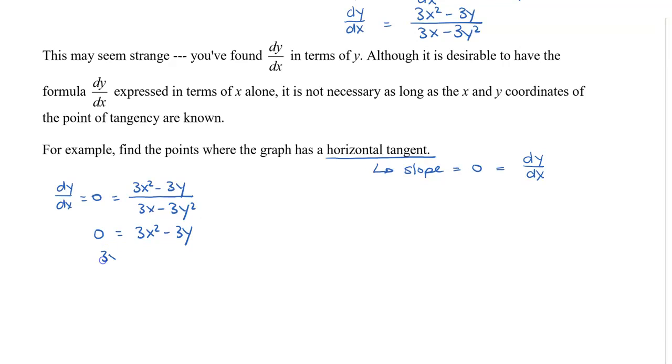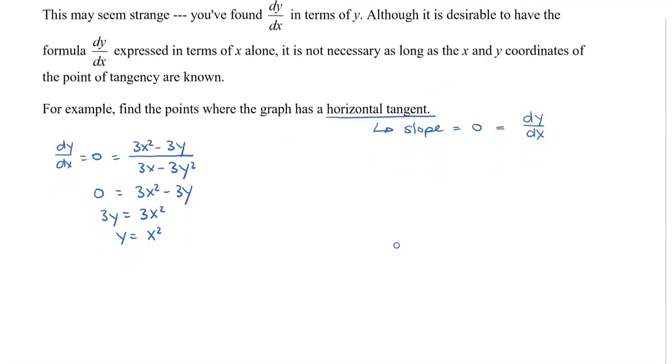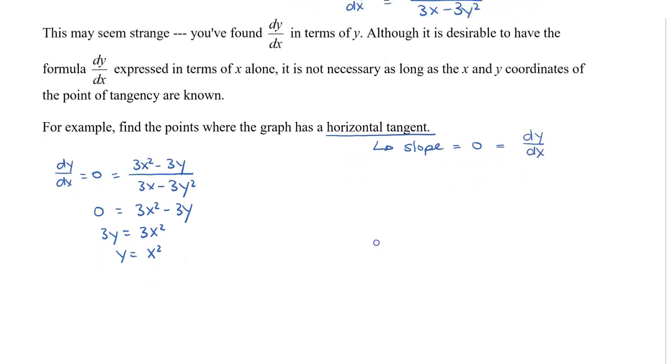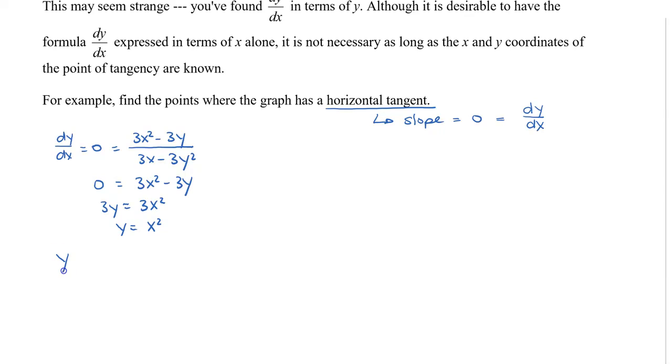And I'm going to move this to the side. So 3y equals 3x squared. So y is equal to x squared. All right, so the other thing, I'm going to bring back what I had before. And so my Folium of Descartes was x cubed plus y cubed equals 3xy. Okay, so I want to know, remember my question is find the points where the graph has a horizontal tangent. So I know that the horizontal tangent occurs when y is equal to x squared.